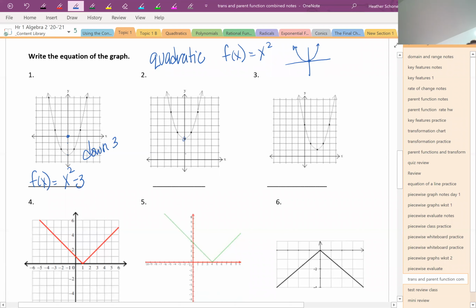This one, this center point got moved up 1, 2, 3. So this one goes up 3. So it's the opposite of what we just did on number 1. So this is f of x equals x squared plus 3.